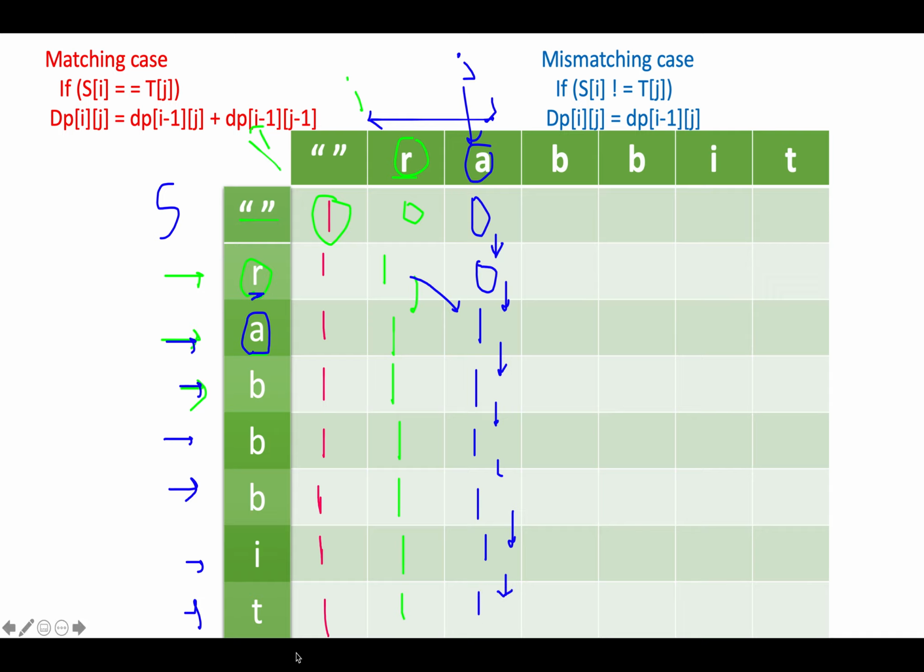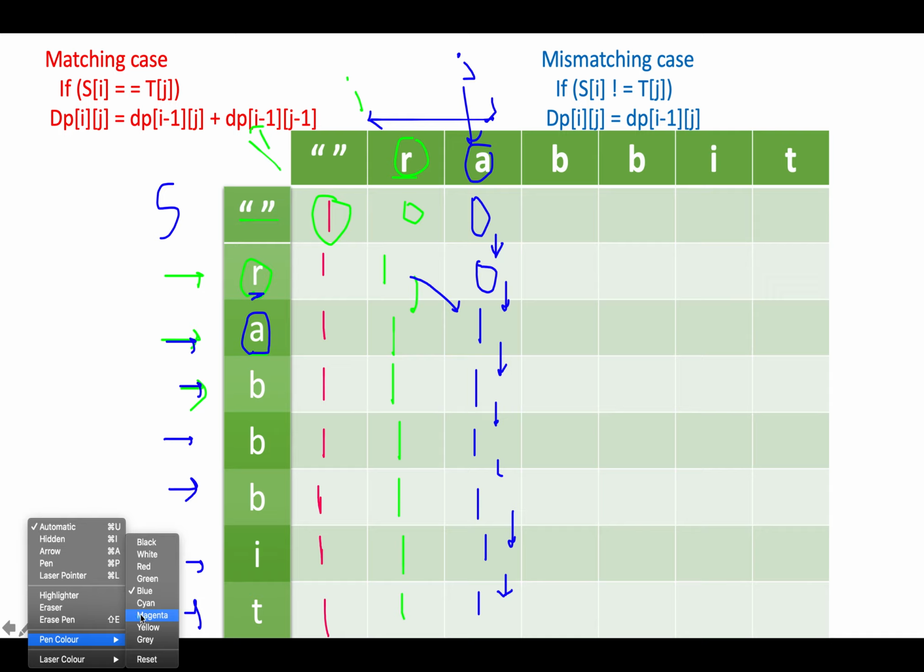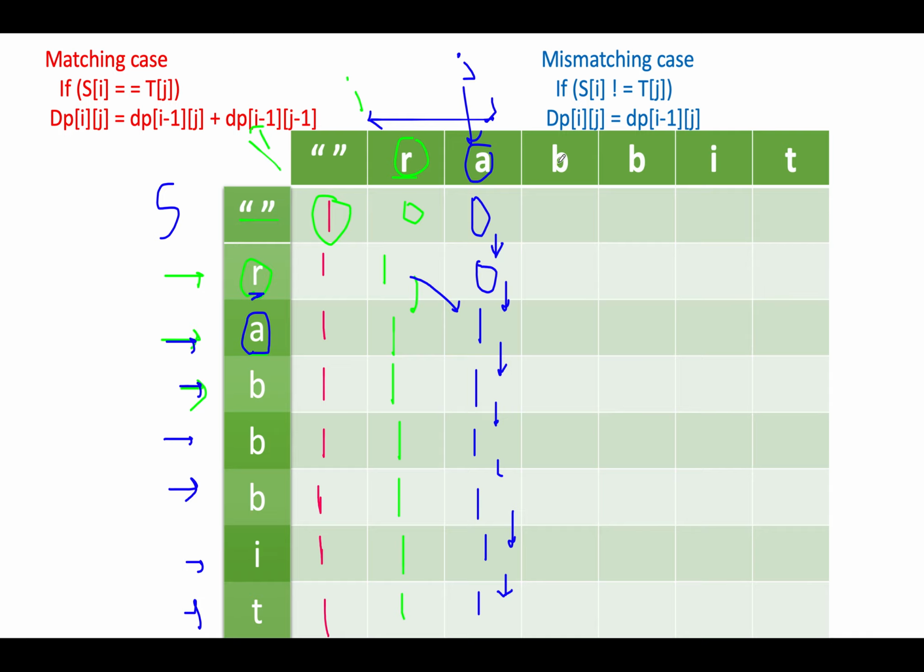And let's progress ahead in the iteration. Let me just change the color of pen. And here we need to consider three characters in string T, which is R, A, B. So now J points to B. Is there any way you can generate RAB from an empty string? No, you can't. So this gets updated to 0.